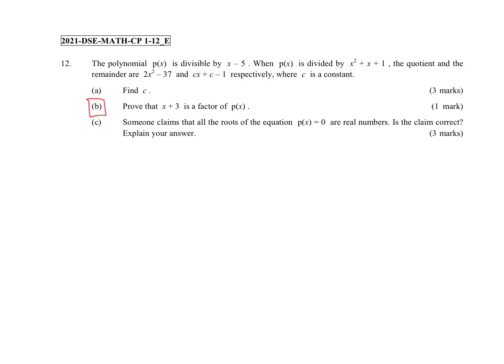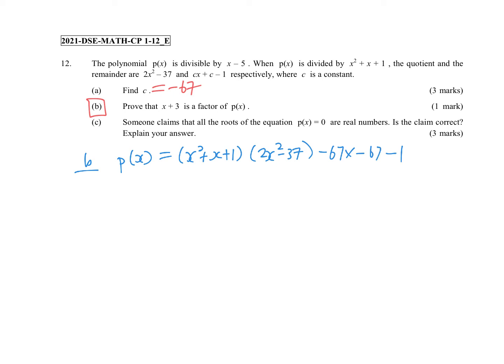And then for part B, c equals negative 67. For part B, just 1 mark. So here we try to make use of the result we obtained in part A. So p(x) equals x squared plus x plus 1 times 2x squared minus 37. And then since c equals negative 67, that's why minus 67x, and then minus 67 minus 1. So that will be minus 68, right?